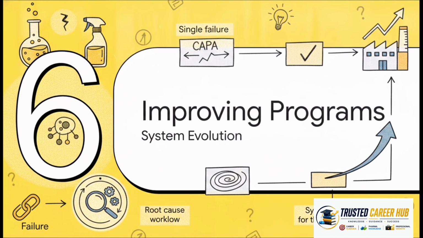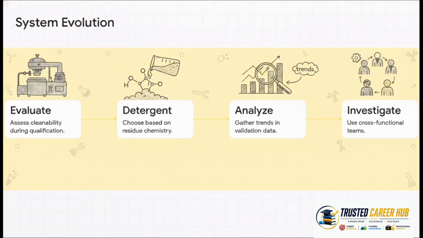So, how do we use this to improve our future programs? Here's how we fix it and actually evolve the system. The data you get from a failed validation is basically free intelligence to bulletproof your future cleaning programs. First, you need to evaluate cleanability right during the qualification phase. Don't wait until production. Second, always choose your detergent based on the actual residue chemistry. Third, relentlessly analyze your validation data trends. And fourth, you've got to launch cross-functional investigations. Get engineering, production, analytical, and quality all in the same room. That is how you fortify the entire process from end to end.